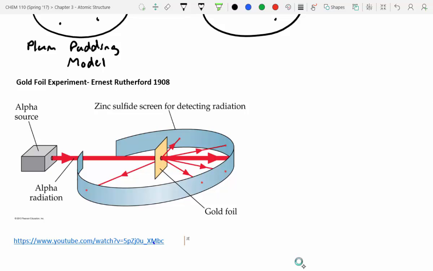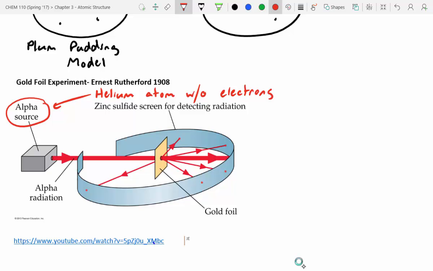where what he did was he got a piece of instrumentation that emitted alpha particles. An alpha particle is basically a helium atom without electrons. What he did was he would fire these alpha particles at a really, really thin piece of gold. Gold is interesting that way. You can take gold and you can pound it out to about 100 atoms thick.